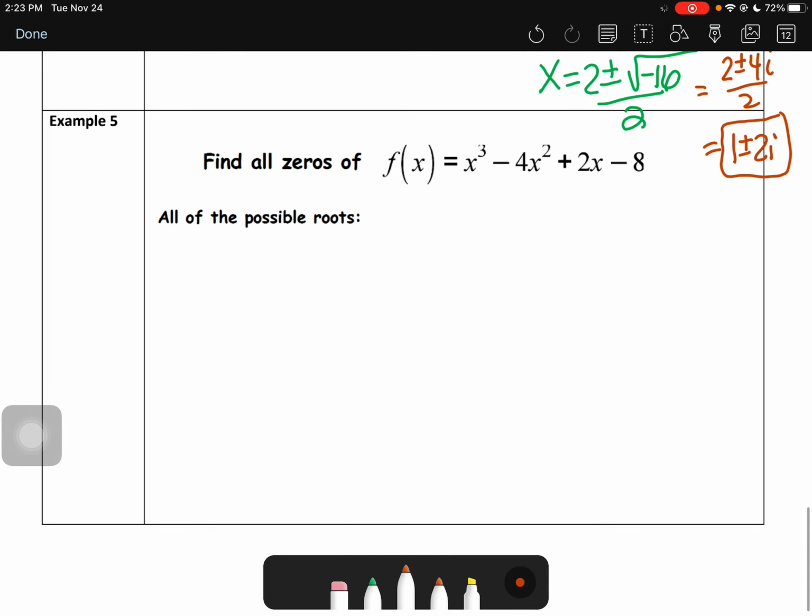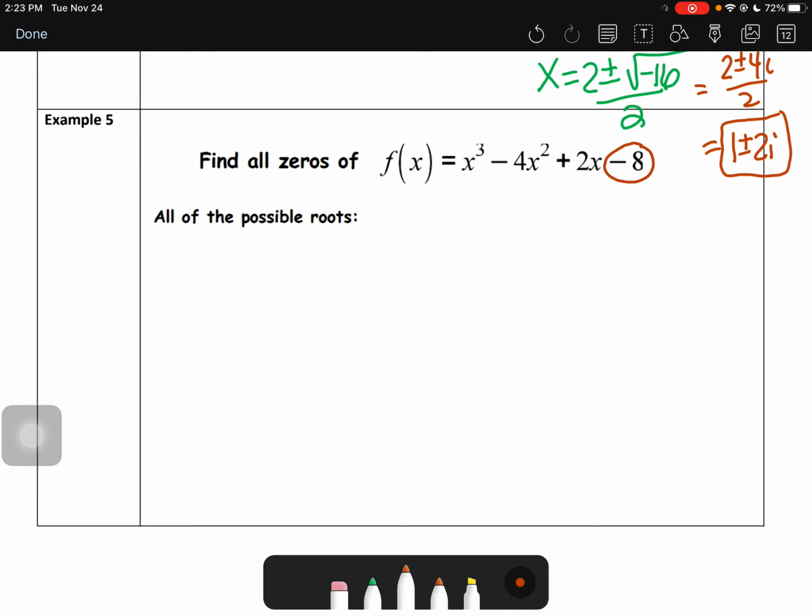All right, in the next example, our last example, again, it doesn't say to list all of them, it does say to put all of the possible roots on here. So we're going to do that first. Remember, we're looking at the factors of 8, which would be plus or minus 1, plus or minus 2, plus or minus 4, and plus or minus 8, divided by the factors of the leading coefficient, which is 1. So when you divide all of these by 1, that would be the possible solutions.